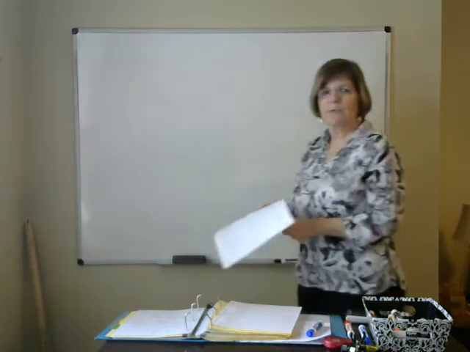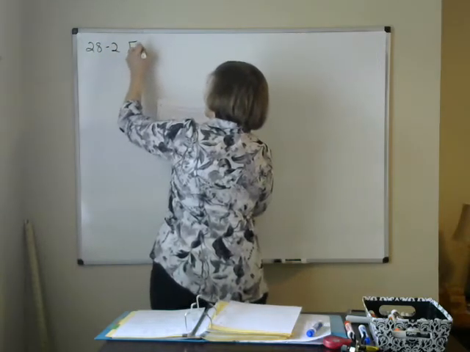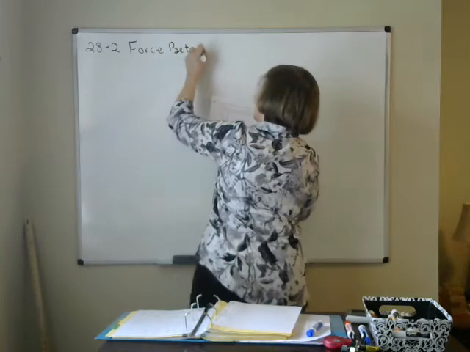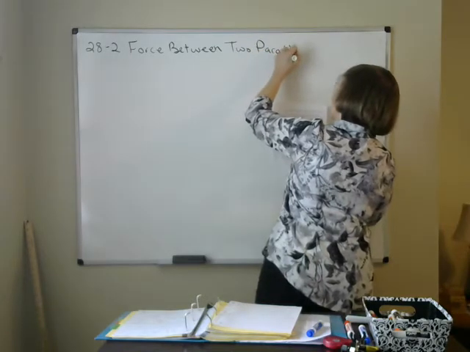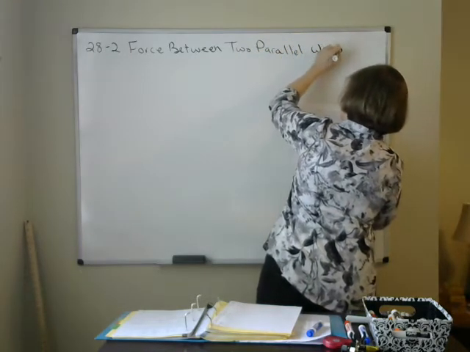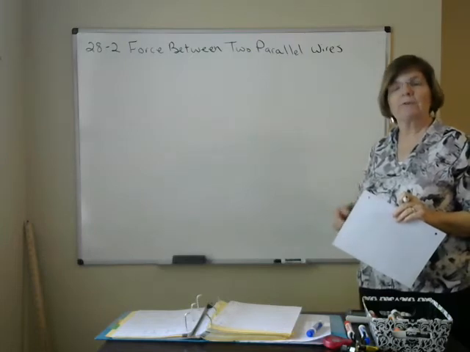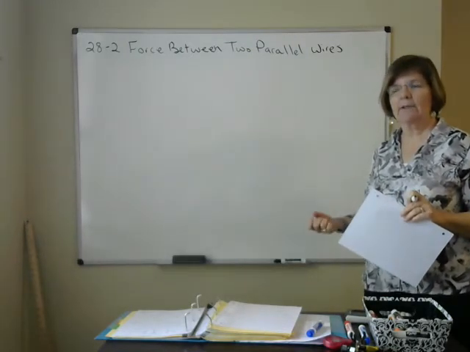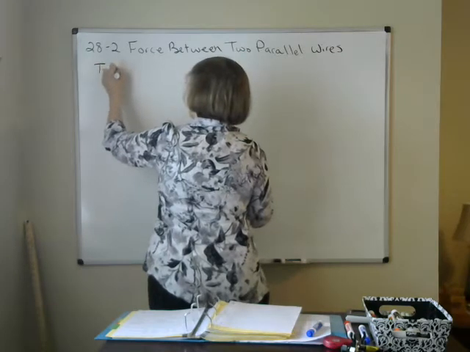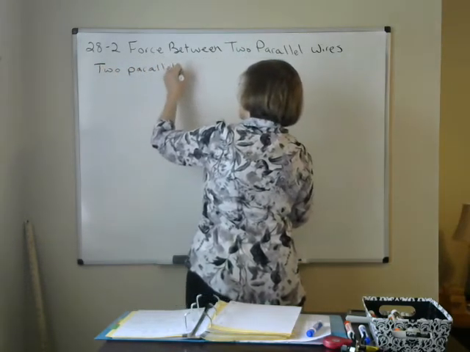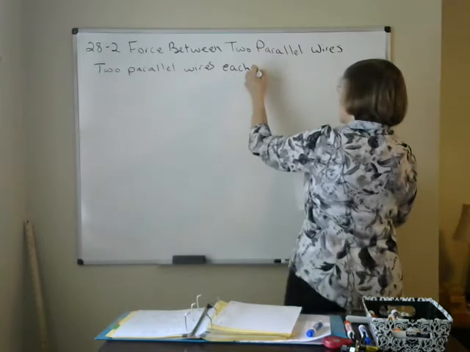The second section in the book, section 28-2, deals with the force between two parallel wires. We know that a wire has a magnetic field. So if we have a second wire, it also has a magnetic field. They're going to interact like two magnets. Two parallel wires each carrying current.